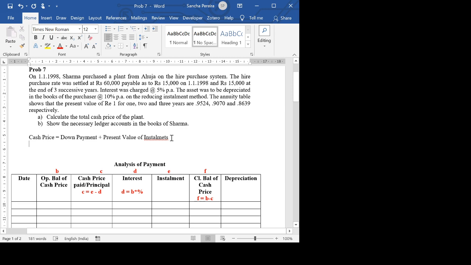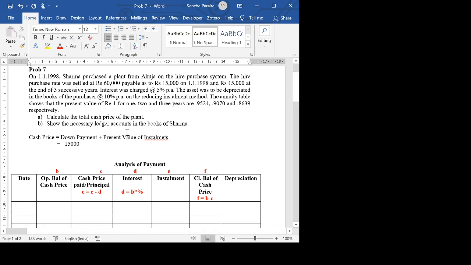Okay. So next question is, do we know the down payment? How much is the down payment? Quick, how much is the down payment? I've already discussed this. Yes, 15,000. Very good. 15,000 is the down payment. How do we know it's a down payment? Because it's paid on the day the purchase is made.